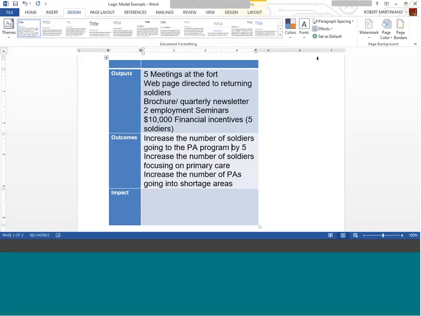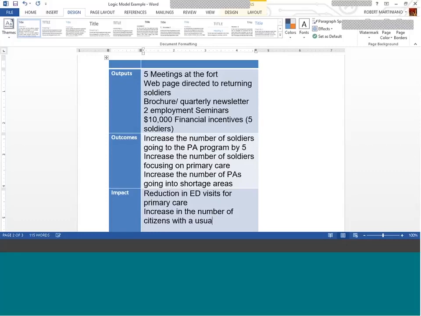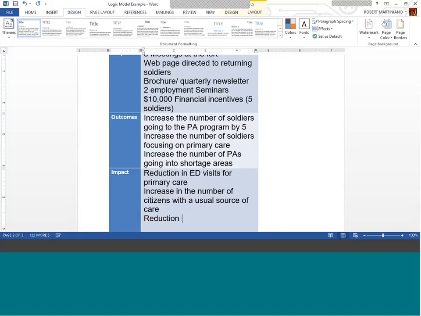So my short term is I've increased the number of soldiers in the PA program, which is a very good short-term goal. And in the long term, I've increased the number of PAs that have gone into shortage areas. And then my impact, and we've kind of gone over this already, the impact could be reduction in ED visits for primary care, increase in the number of citizens with a normal, usual source of care, and a reduction in avoidable hospitalizations.